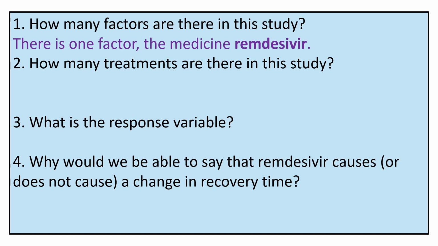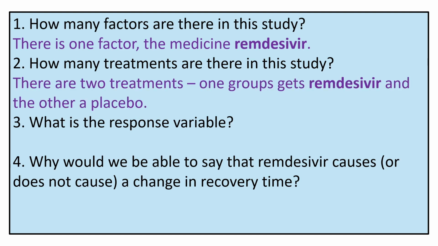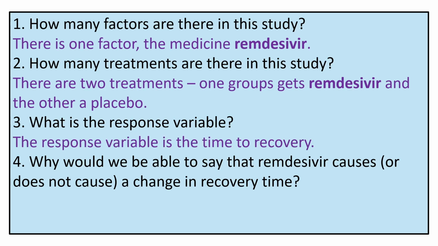In terms of treatments, there's also two treatments in this group. Essentially, the number of treatments is equivalent to the number of groups. Here we have one group who gets the medicine and one group who gets a placebo. So that gives us two treatments, right? There's a group that gets the remdesivir and a group that gets the placebo. One factor with two levels, and in this case, two treatments. What is the response variable in this case? It's just the time to recovery.